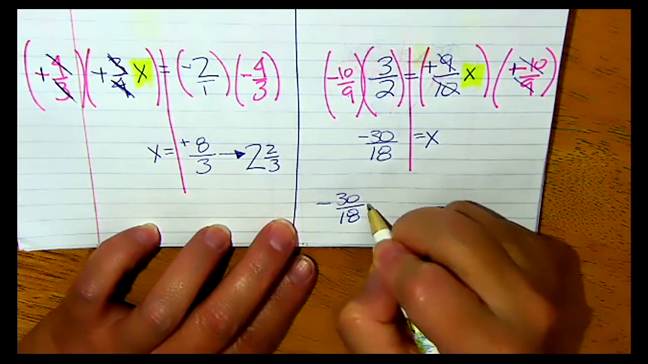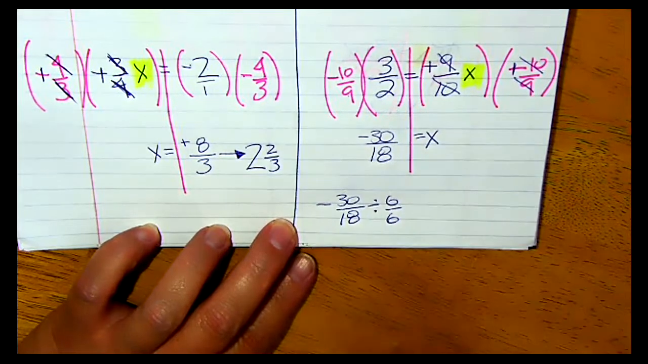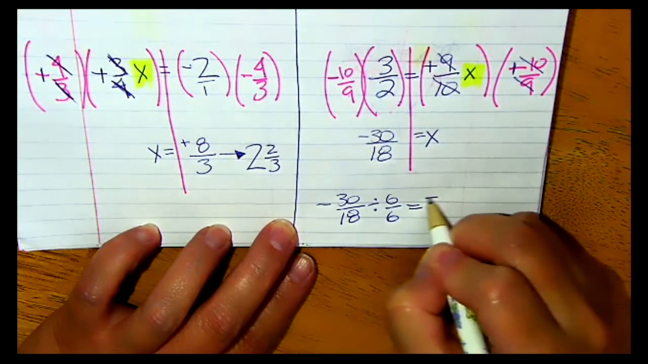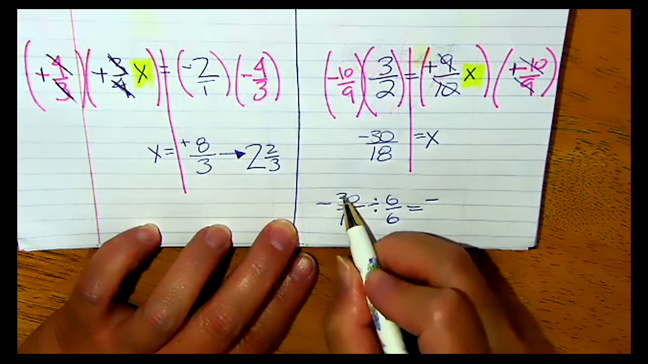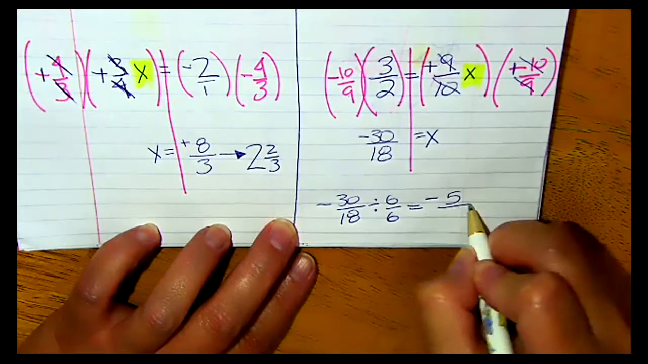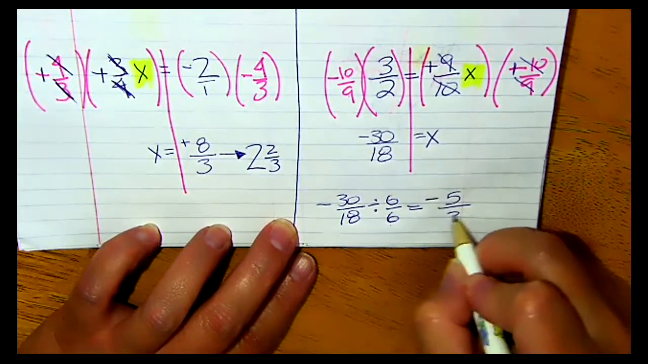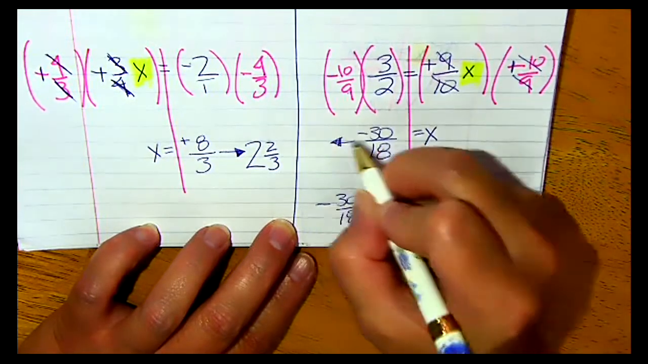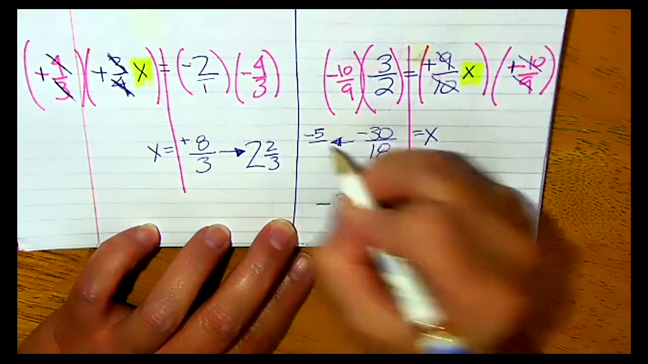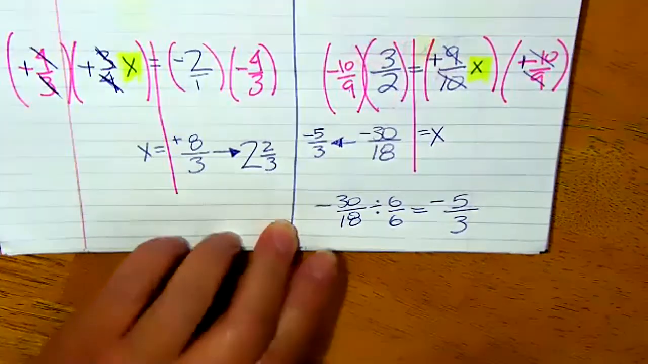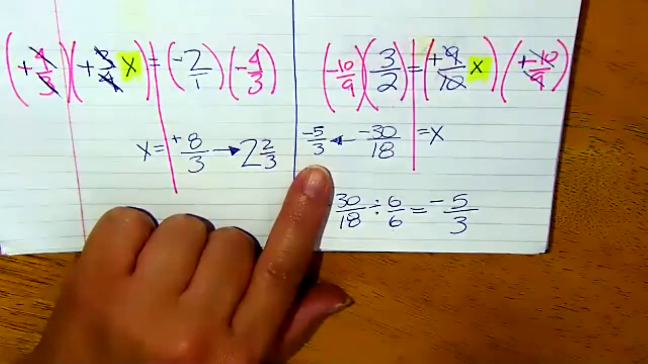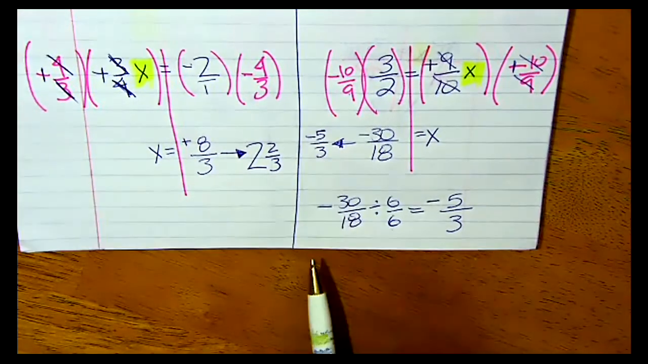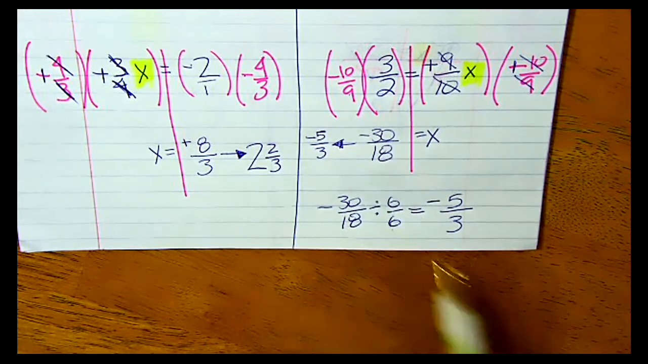I know I can reduce this by 6. So I have a negative and a positive. My sign stays the same. 30 divided by 6 is 5. 18 divided by 6 is 3. This is a much nicer number to work with. Especially later on in algebra, when we have more steps and more numbers, I would much rather work with -5/3 than I would -30/18.